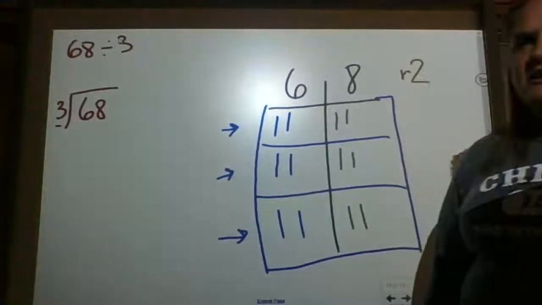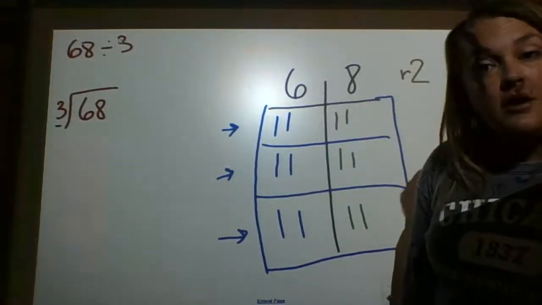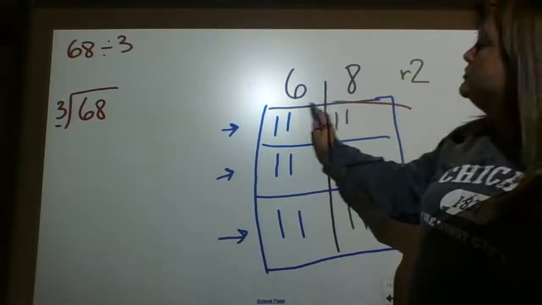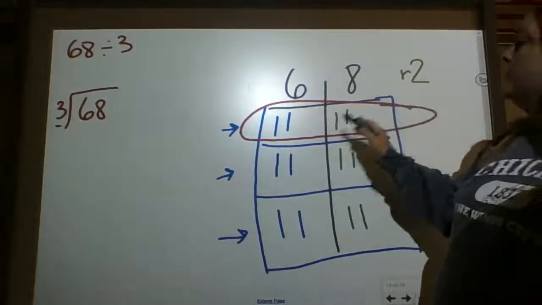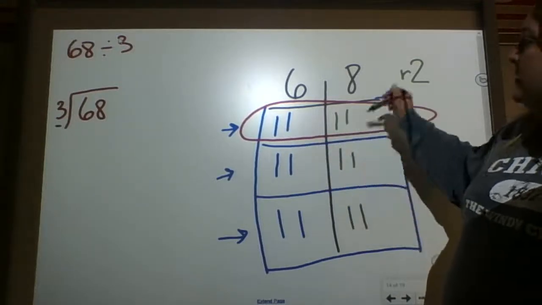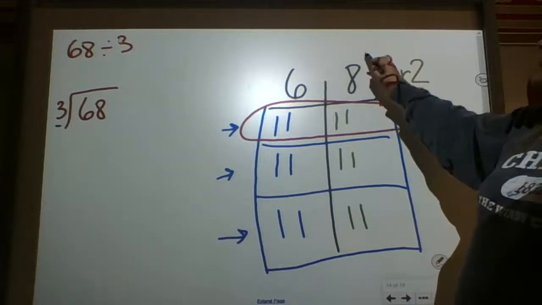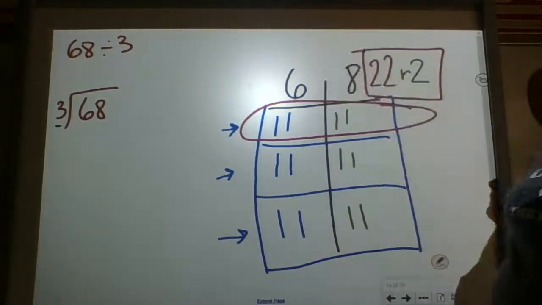Now, I'm looking at this and I'm like, Miss Reed, what is my answer? What did I do here? Circle the party floor, because you're trying to find out how many are in each group. This stands for 2 tens. This stands for 2 ones. The number I know that has 2 tens and 2 ones is 22. So your answer is 22, remainder 2.